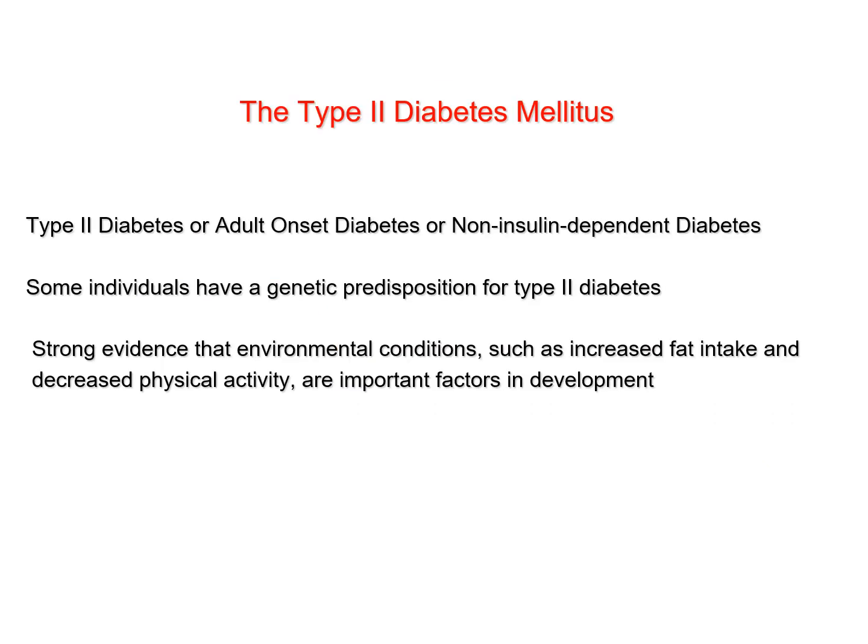Okay, type 2 diabetes, also called mature onset, also called adult onset, also called non-insulin dependent diabetes. Some individuals have genetic predisposition for development of type 2 diabetes. There's strong evidence that it's associated with high nutrient uptake and lower physical activity. These are key risk factors associated with developing type 2 diabetes. Too rich a diet, and too little physical action.